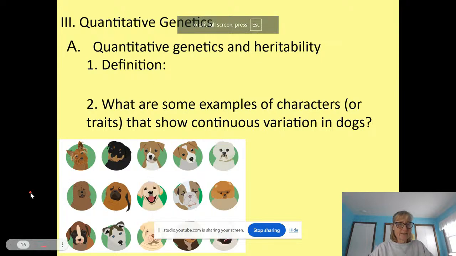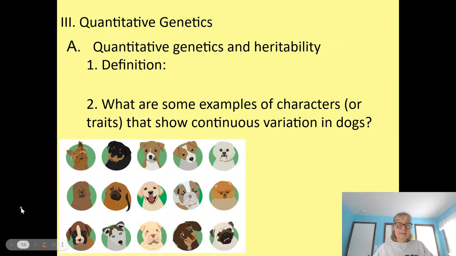looking at quantitative genetics. Again, we're thinking about traits that are complex traits that are probably influenced by more than a single gene and probably also influenced by the environment. But the study of quantitative genetics is really the study of behaviors or characters that show continuous variation.